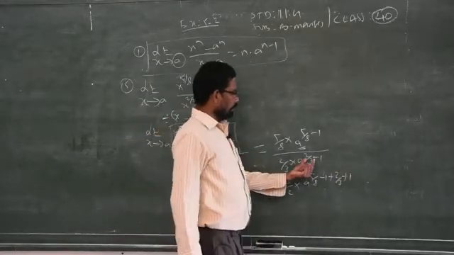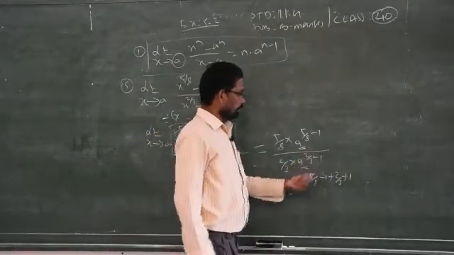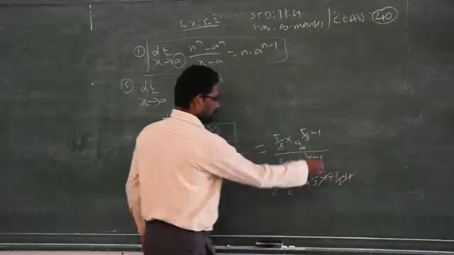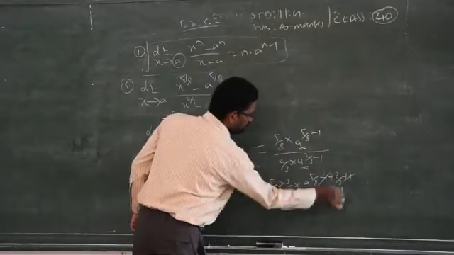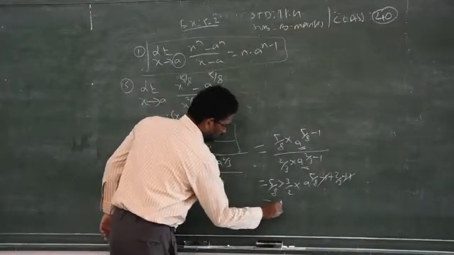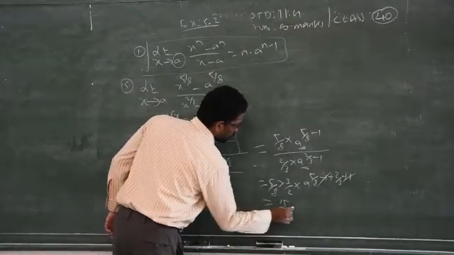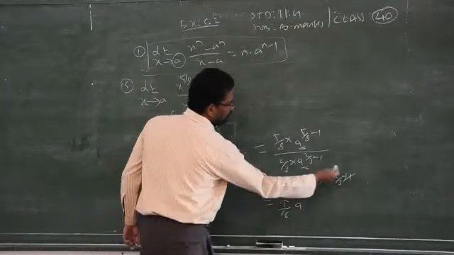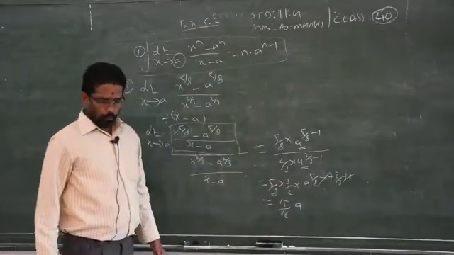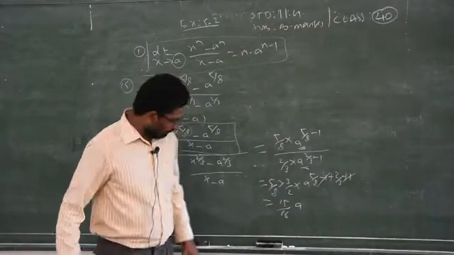Clear? So when you subtract these two, this minus 2 by 3 becomes plus, these two are eliminated, and for the remaining things you have to apply the cross multiplication and simplify, and you will get the answer. Clear? So just you have to simplify and write. That is the required answer for question number 5.